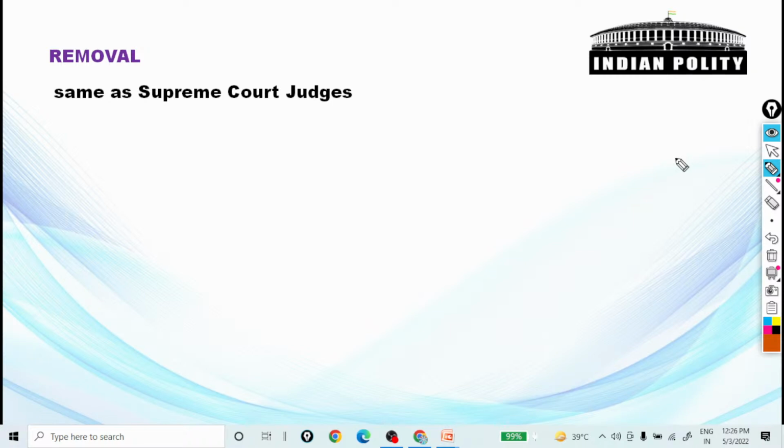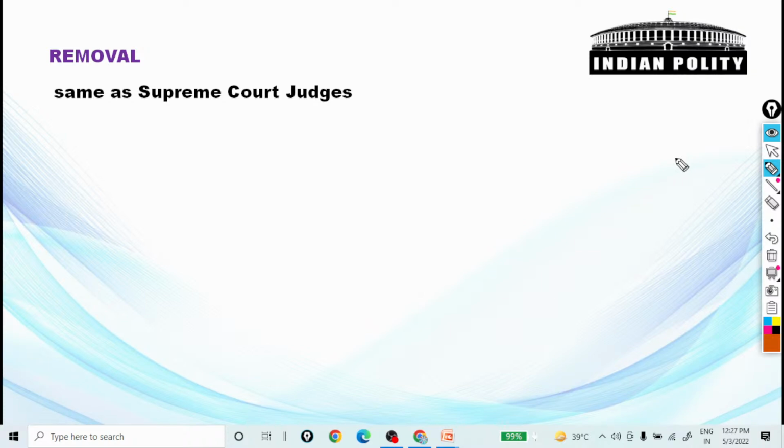the committee, the House will pass the resolution by special majority, and after it is passed by special majority, it will move to the second House. The second House will again have to pass the resolution by special majority. After it is passed by special majority, it will go to the President, and after the President issues an order, the judge will be declared removed. And if they are removed, they are not entitled to any kind of retirement benefits, and there will be severe consequences of the removal. So this is the removal procedure.